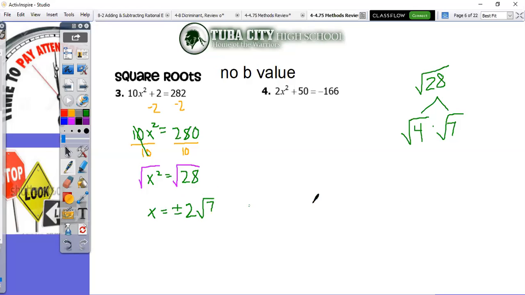The reason why we need to consider a negative option is, just an example really quickly: what if I said, what number, if I square it, can give me 9?